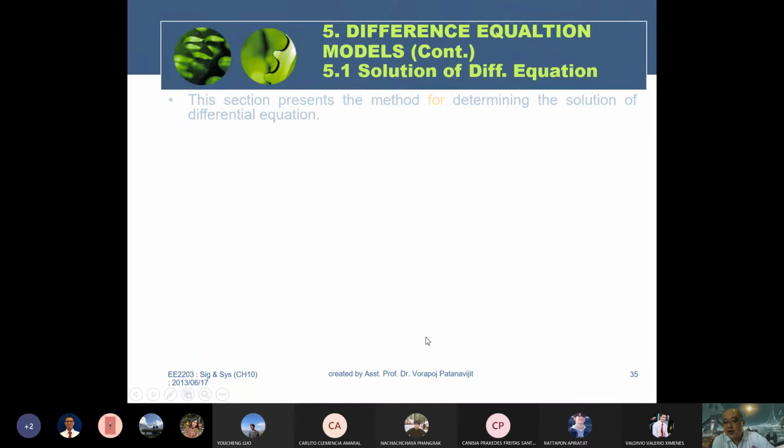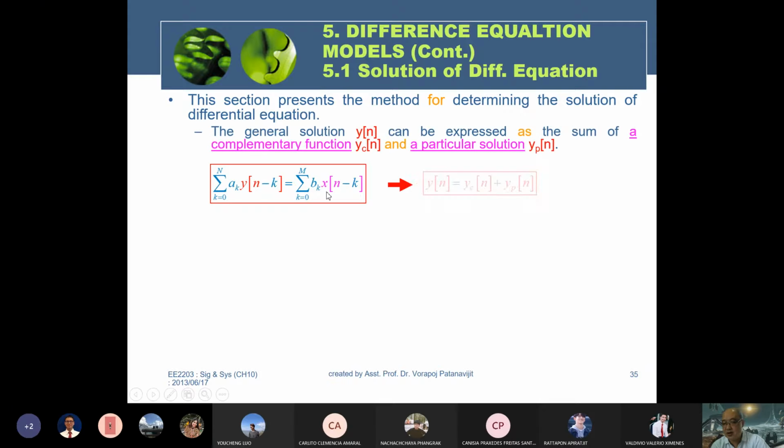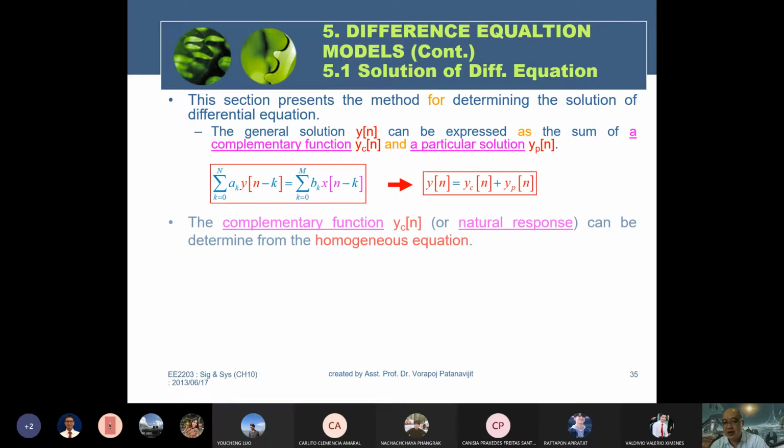The solution of the difference equation, the way to solve them. In this section, we present the method for determining the solution of the difference equation in this general form. The way to solve them is similar to the differential equation. The general solution of y[n] can be expressed as the sum of the complementary function yc and the particular solution yp. The complementary function yc can be determined from the homogeneous equation. The homogeneous equation you can determine from the general form of the difference equation by setting the non-y terms to 0. Any term that doesn't have y, you set to 0.